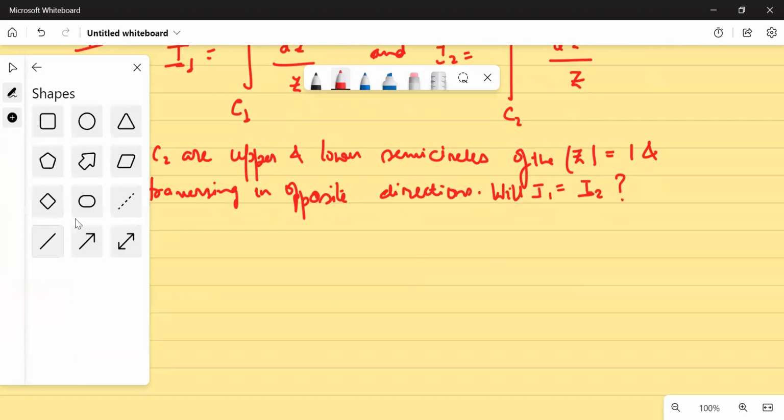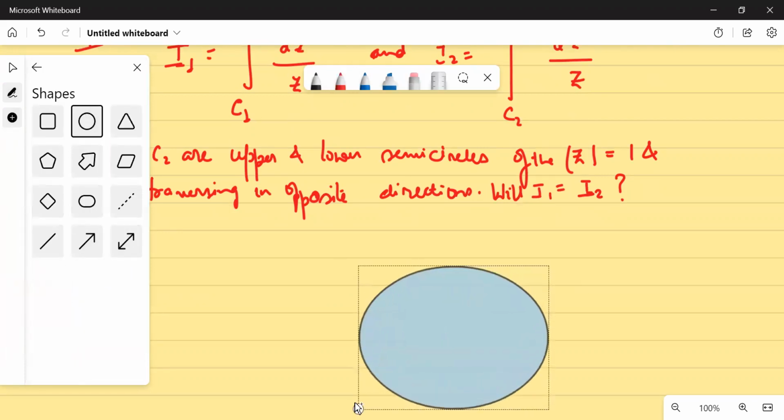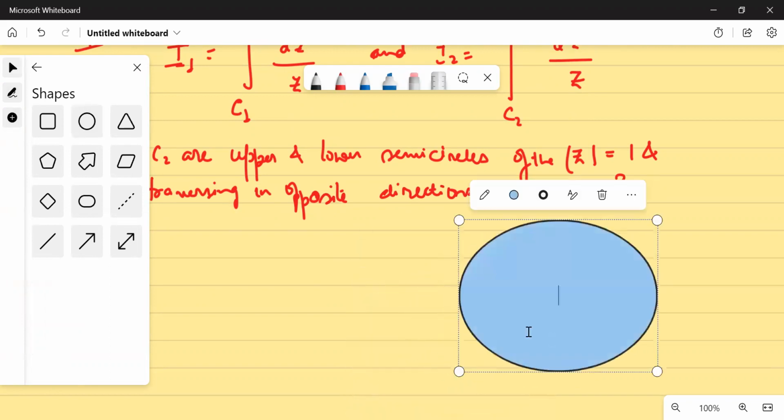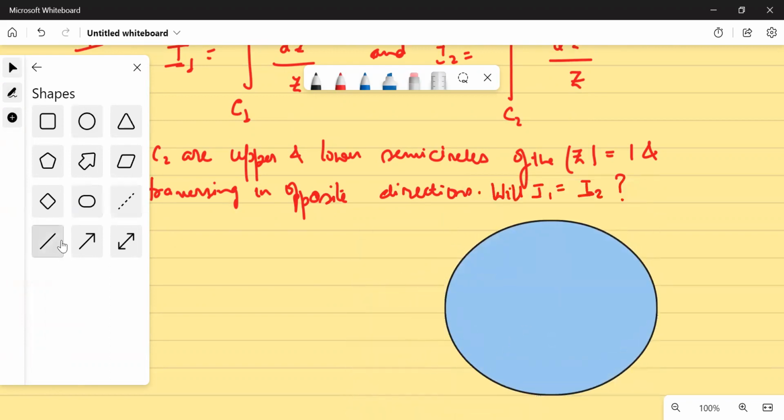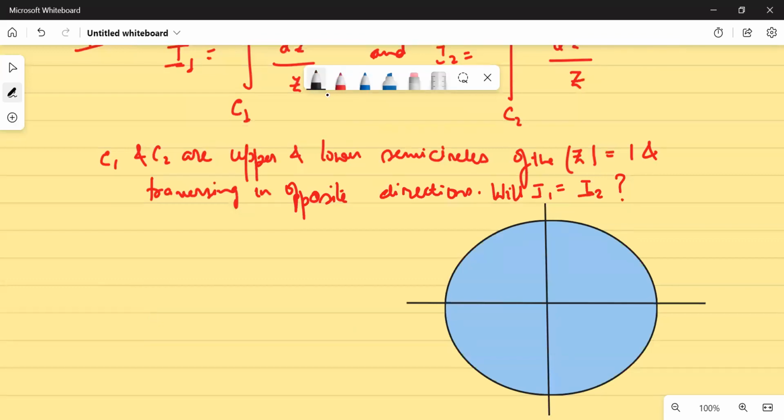So I'll do a thing for you. Let's say this is my circle. And if I make certain lines over it, okay, these are my lines, and this is my C1. Let's say I'm moving on C1 in the clockwise direction and along C2 in the anti-clockwise direction.